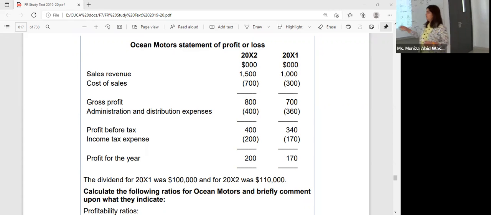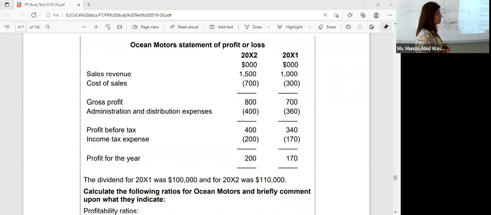Because you can see that the administration and distribution expenses have increased at a very low pace. They have increased from 360 to 400, whereas sales revenue has increased from 1000 to 1500. So the organization was not able to control its cost of sales, but indirect costs are being controlled. Maybe the organization is cutting the expenditure on advertisement or marketing, or maybe some employees have been made redundant, so it was able to save a few of its costs. So that is why operating profit margin is seen to be increasing.